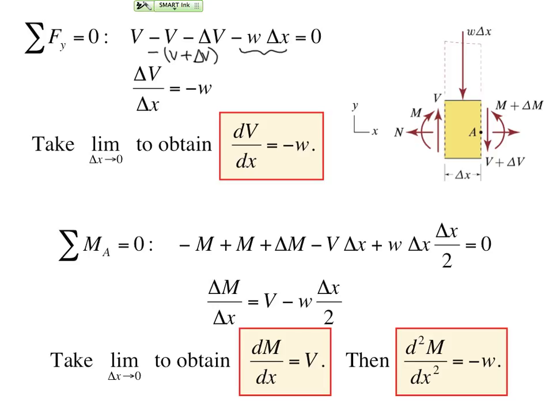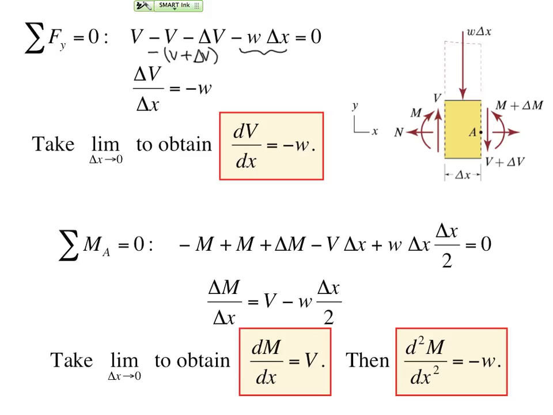Taking the limit as delta x goes to 0 gives us the differential relationship dV/dx equals minus W of x. This tells us that the slope of the V of x curve is directly related to the sign and magnitude of the function describing the distributed load. Similarly, if we take moments about point A of the finite section and again take the limit as delta x goes to 0, we find dM/dx equals V of x. That is, the slope of the M of x curve is directly related to the sign and magnitude of the shear force distribution.